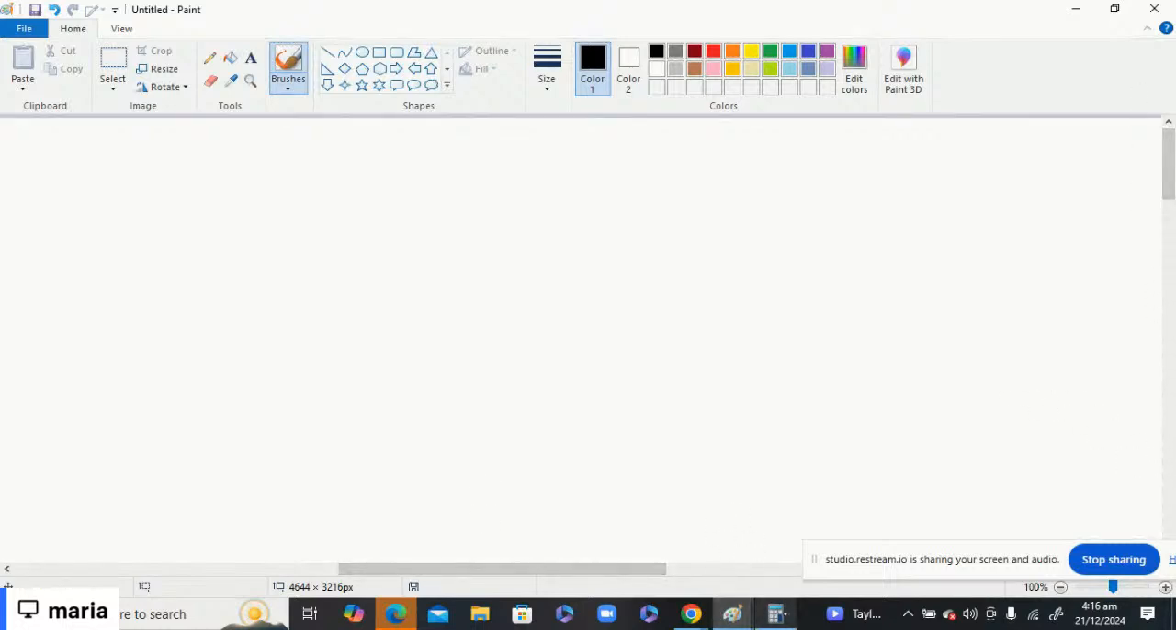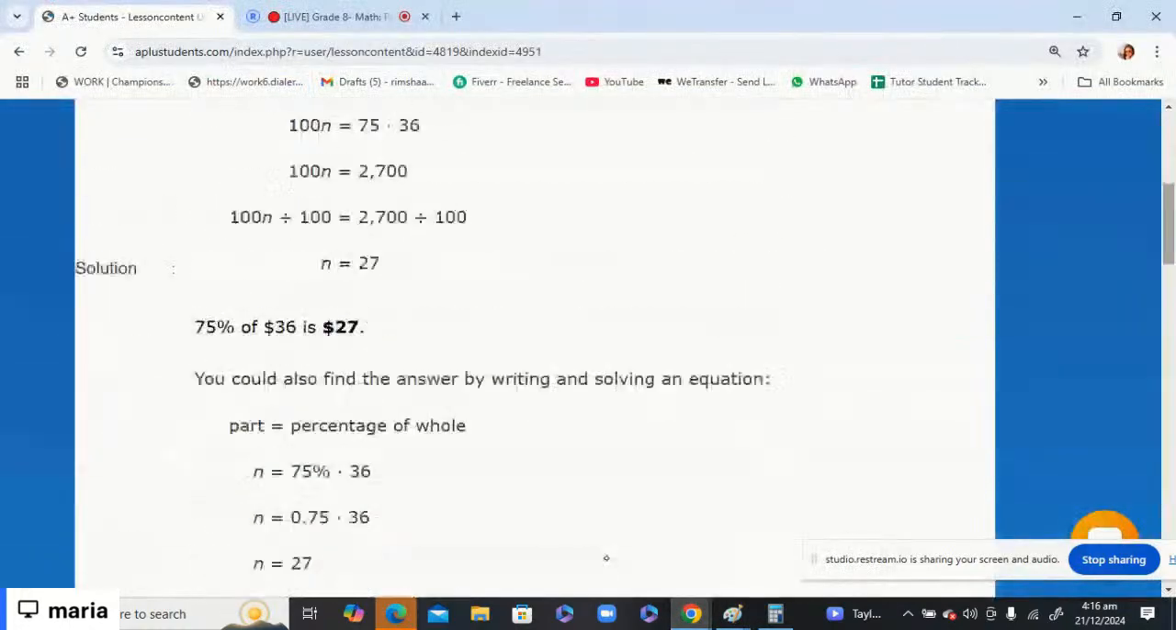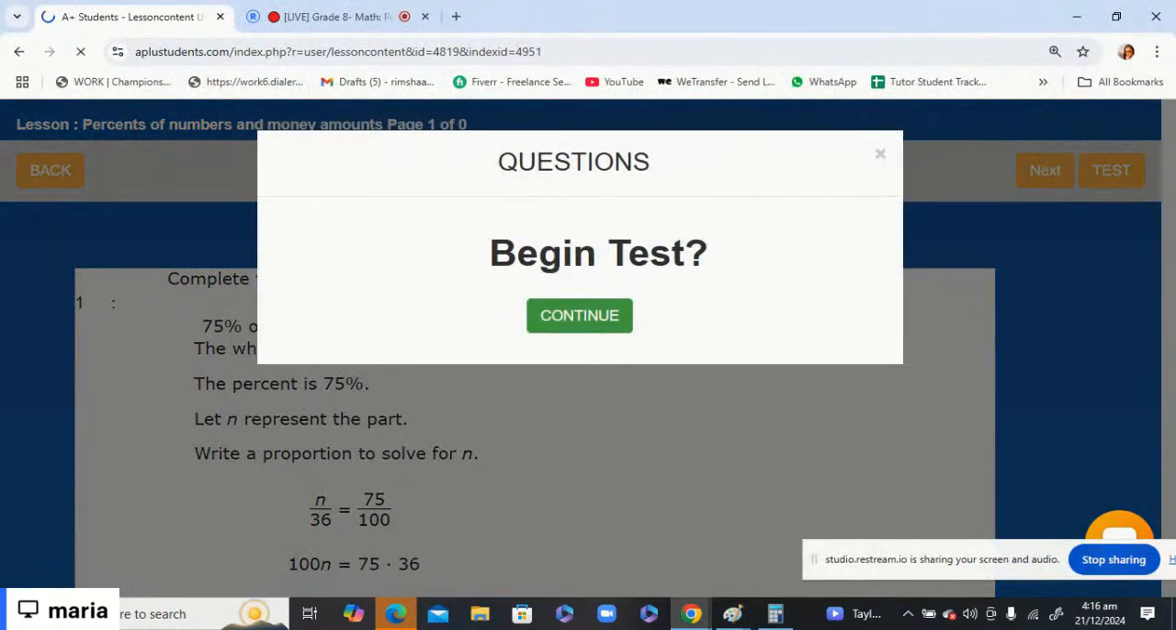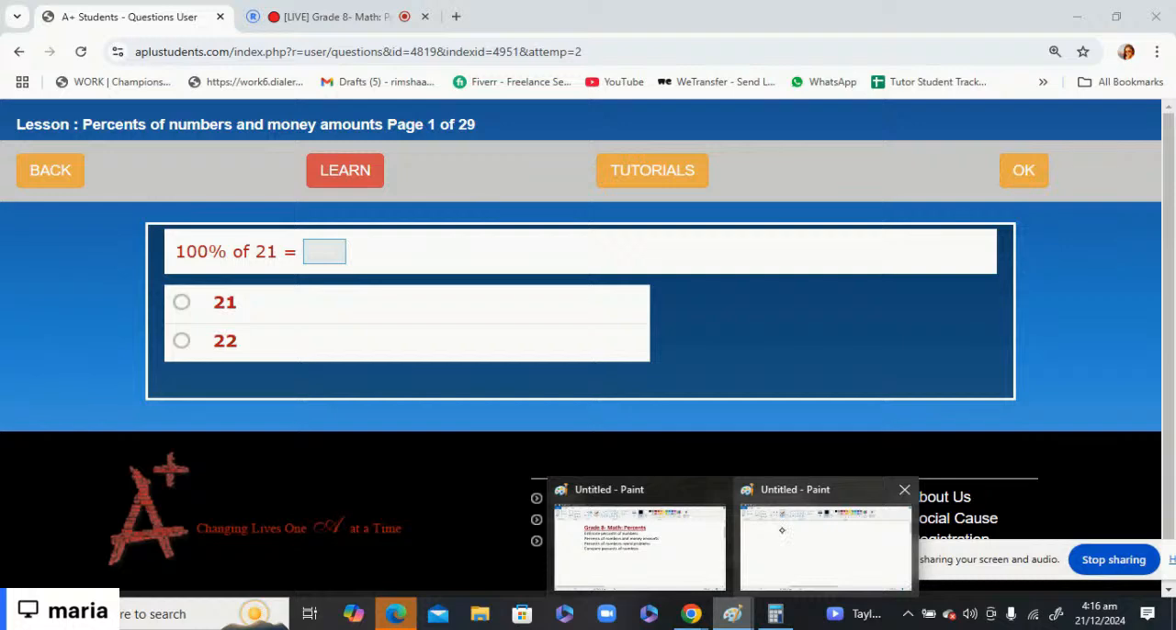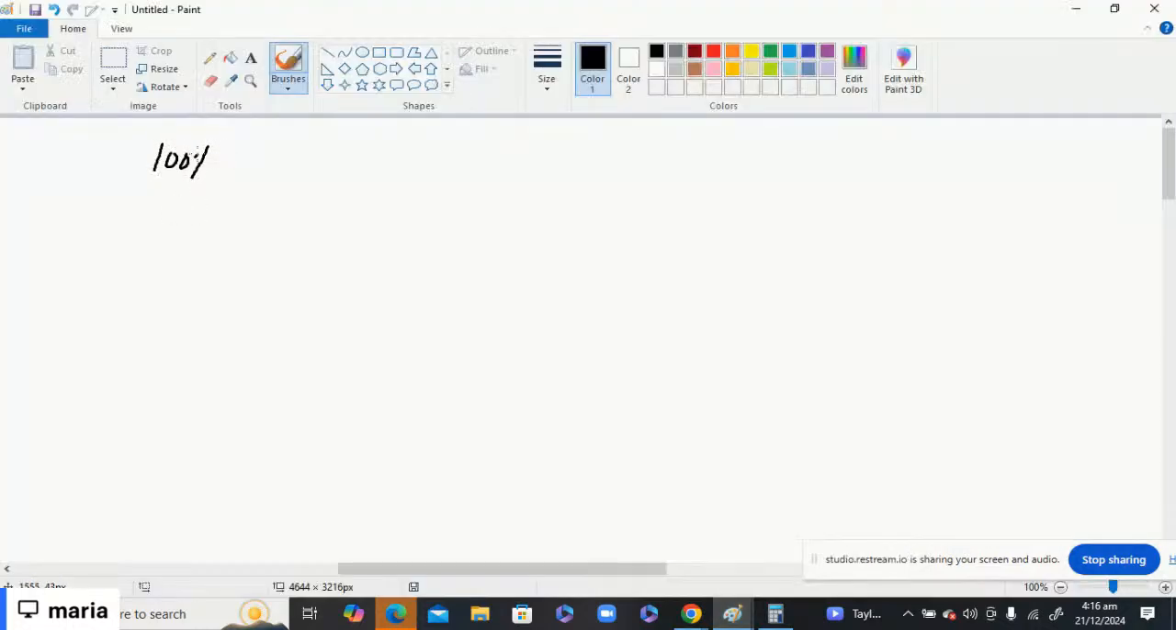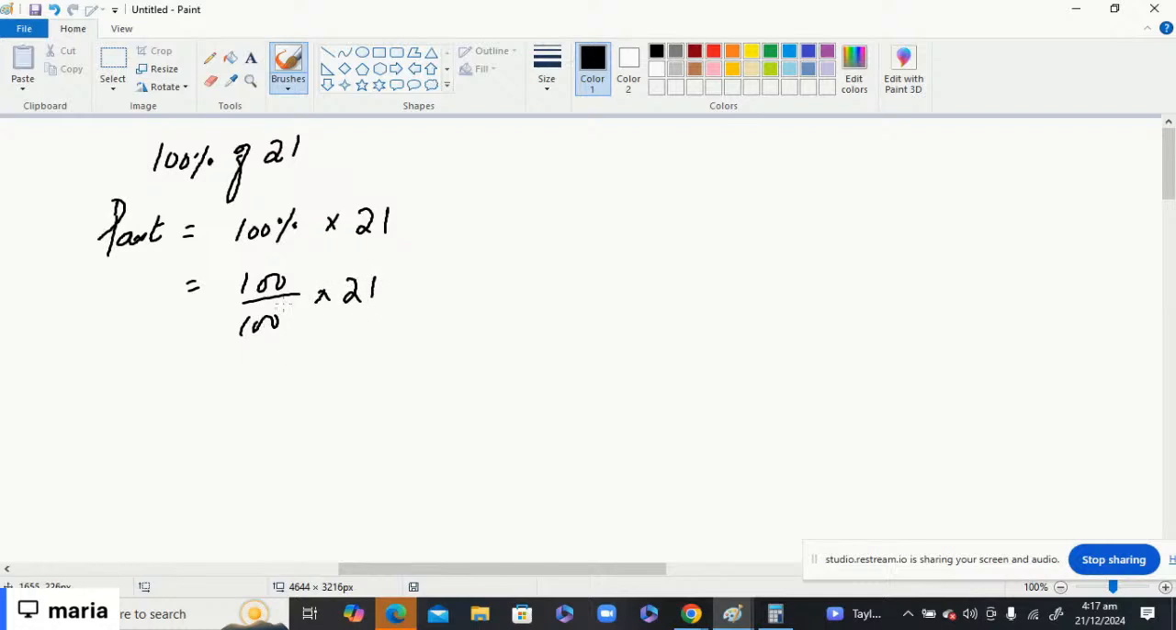So now for example, let's take the question from the test. 100% of 21. So let's finding it out. So how can we finding it out? Part is equals to 100% times 21. 100 over 100 times 21. This should be cancelled. Here the answer is 1 times 21, which is equals to 21.